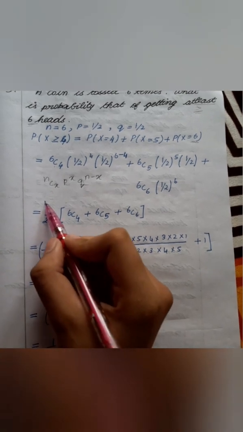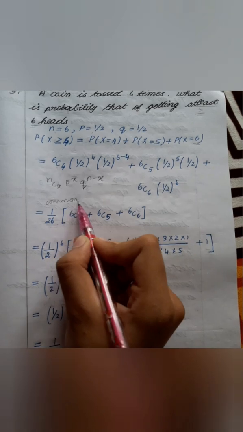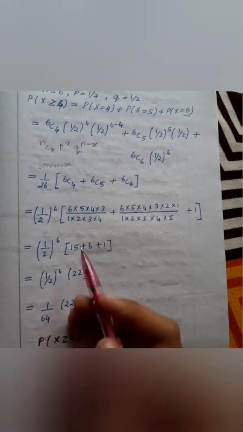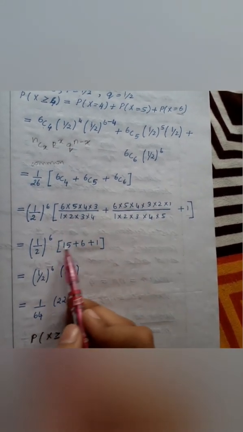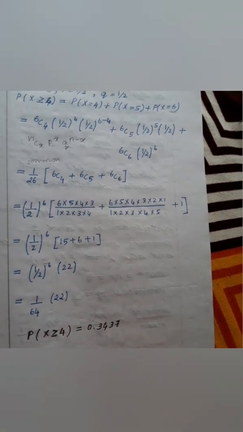After substituting, we are taking common. Then proceeding like the previous sum, we apply the formula. It's the same method. We have to calculate the answer.